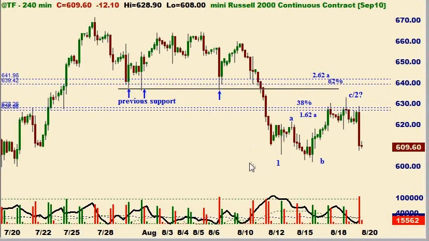I'd like to use the 240 when I'm looking at 24-hour data. It kind of mitigates some of the really short-term oddities you'll see in the data.